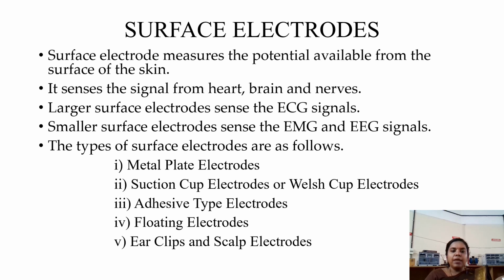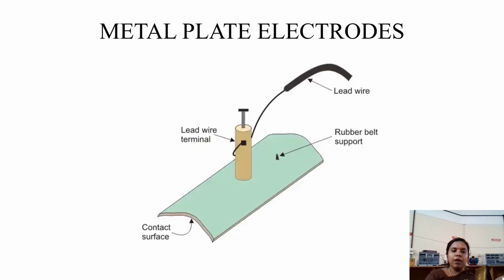We have many types of surface electrodes, and they are listed here: the metal plate electrode, suction cup electrode, adhesive type electrode, floating electrode, ear clips and scalp electrode. Let's see one by one.